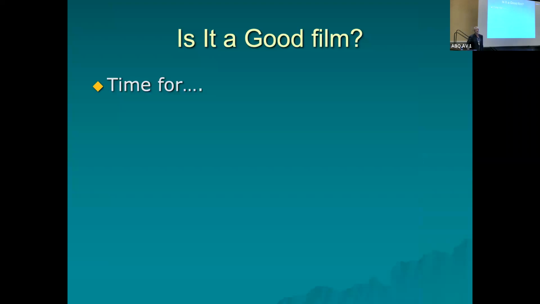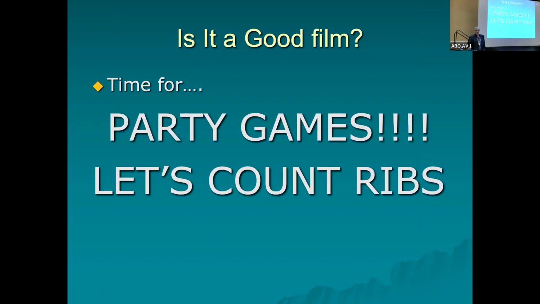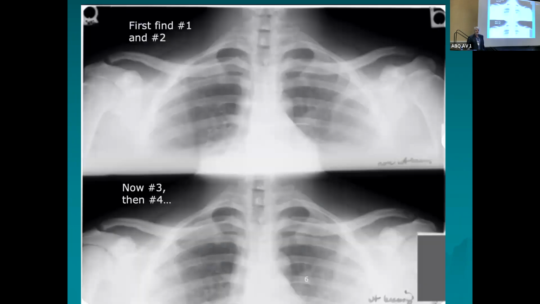Okay, so now have they taken a good film, and is this a good film? Let's count ribs. To count ribs, we want to have at least 9 ribs. Now, when you count ribs, you want to find number 1. The first rib looks like a C right here, okay?